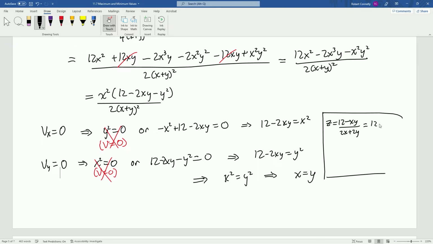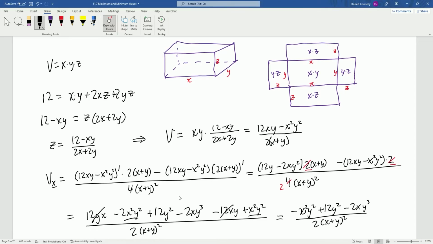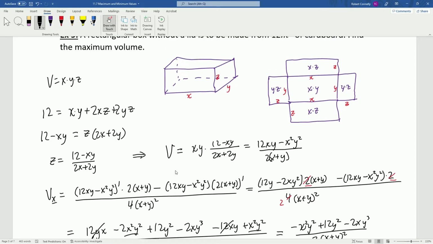So what do we get? We get (12 minus x squared) over (2x plus 2x). So that's 4x. Okay. That should be fine. We should be able to take that and just plug that into our volume equation. Or actually, wait, let's see. We need to... Bear with me 1 second here.